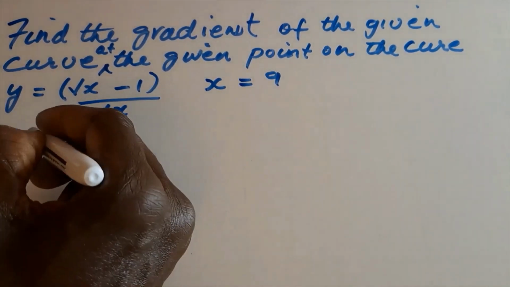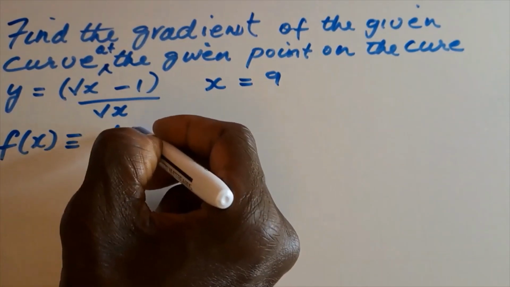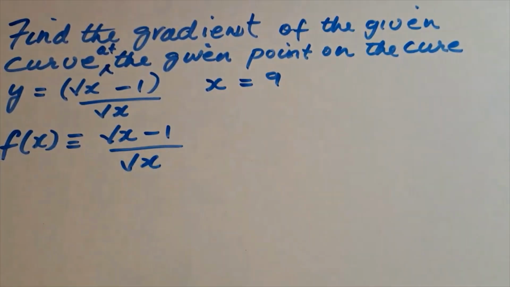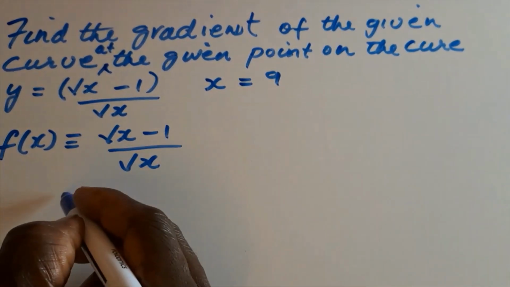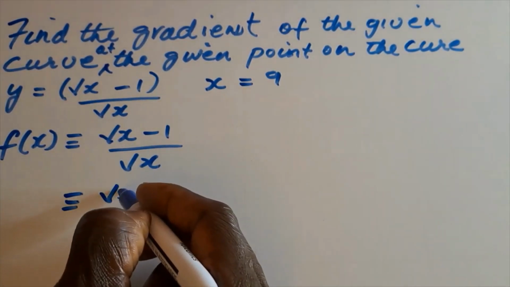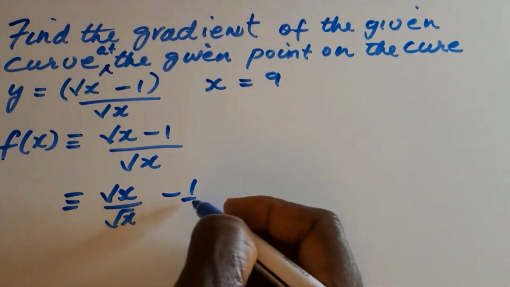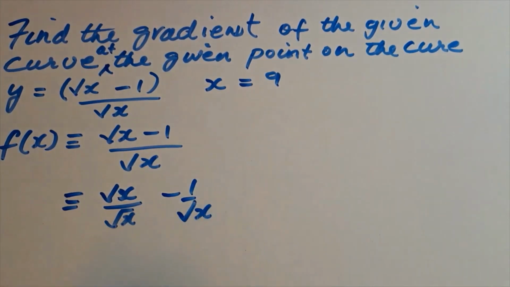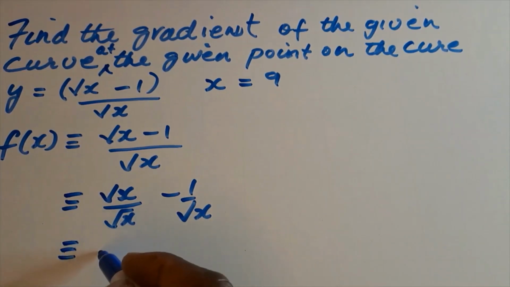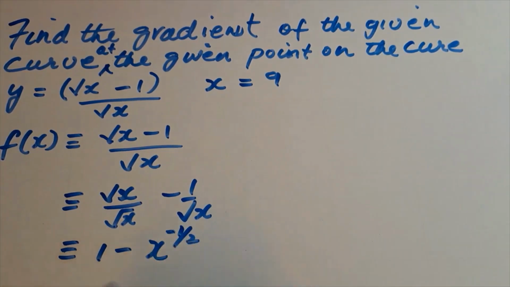So go ahead and assign this f of x. Now we can simplify this to make it root x over root x minus 1 over root x, which is finally 1 minus x to the minus a half.